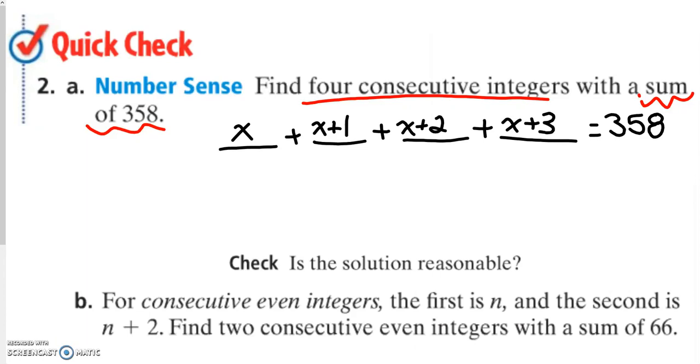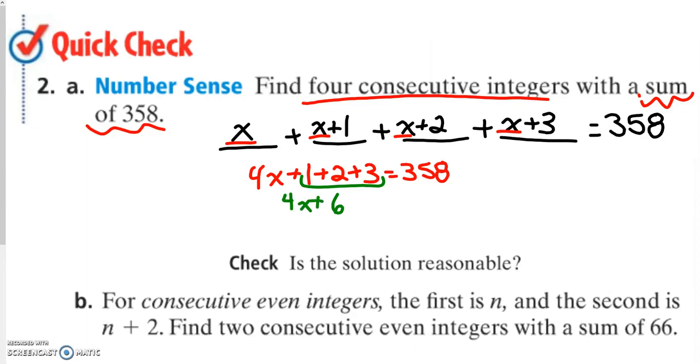The first thing I'm going to look for is like terms. I could add all the x variables together. There's four of them. 4x plus 1 plus 2 plus 3. I'm still combining like terms here. 1 plus 2 plus 3 is 6. So now I have 4x plus 6 equals 358. I'm going to subtract 6 on both sides. 4x is 352.